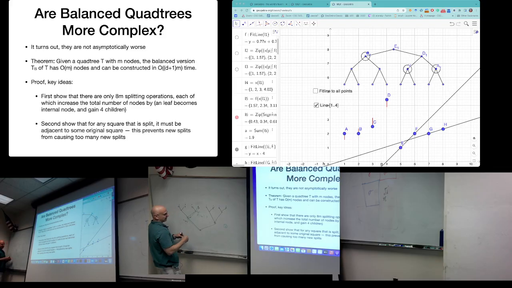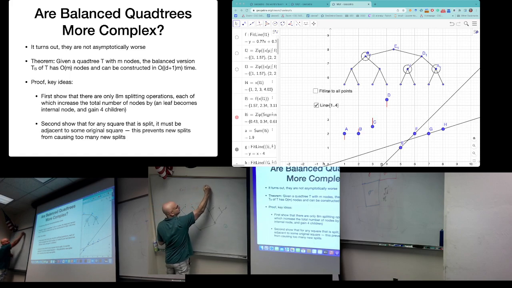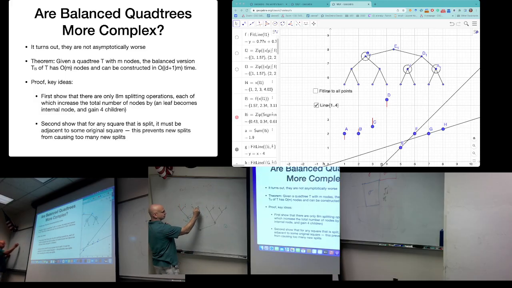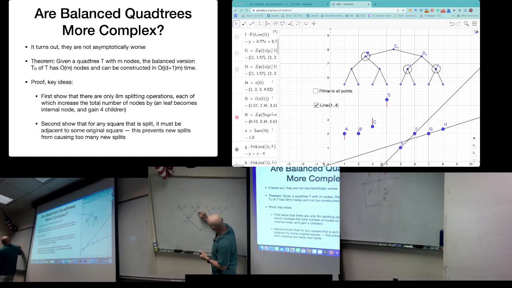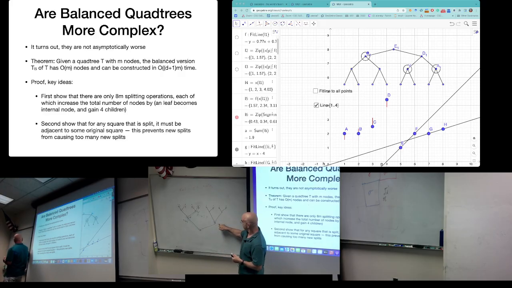So I'll draw in red the old nodes. So the leaves of my quadtree. Restart. This is a leaf also. So all this part doesn't exist yet. My quadtree ends right here.